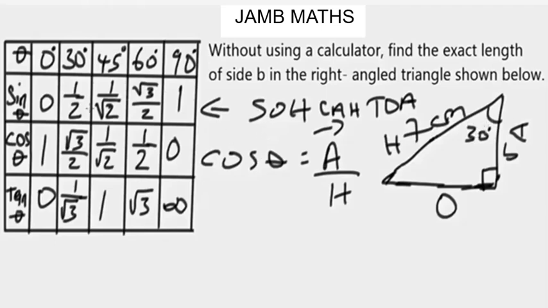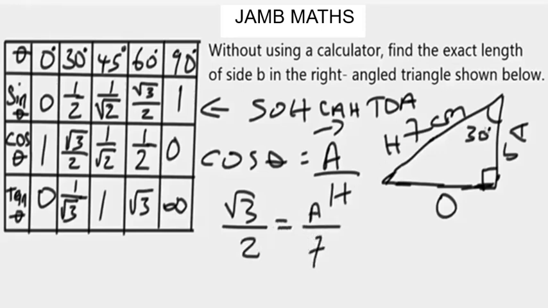Now this is where you use this table. By the time you see this kind of question, you have to draw this table and figure out cos 30 from the table. From this table, cos 30 degrees is root 3 over 2, which equals adjacent over hypotenuse. The hypotenuse side is 7.